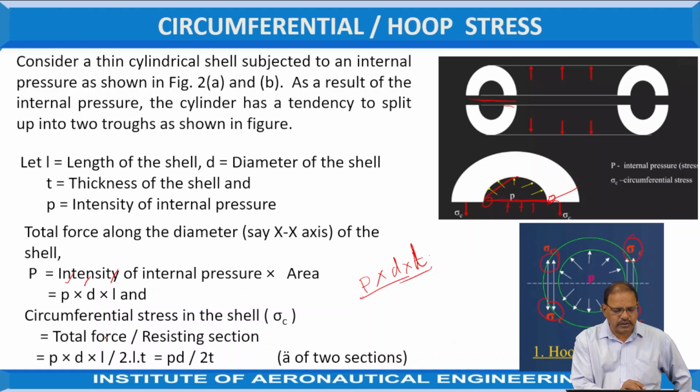From this relation, the circumferential stress in the shell is equal to the total force divided by the resisting area, which is PDL divided by the resisting area. The total thickness is 2t, and the entire length must also be considered, so the resisting area is 2t into L. From this relation we get PD by 2t, which is the stress induced in the thin cylinder when it is subjected to a fluid having pressure P.